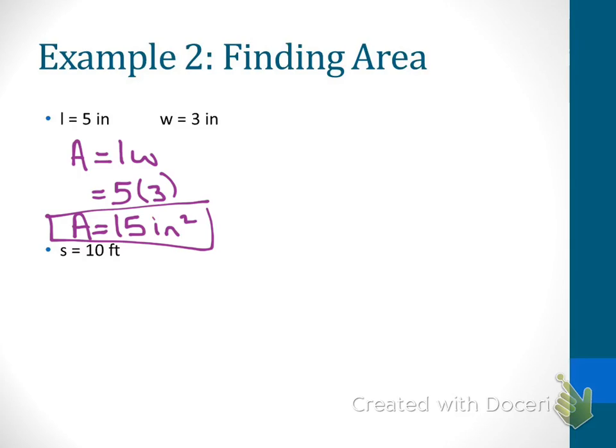Now, when it's a square, your formula is A equals S squared. You plug in the number, 10 squared. Does that mean 10 times 2? No, 10 times 10, and you get 100 feet squared.